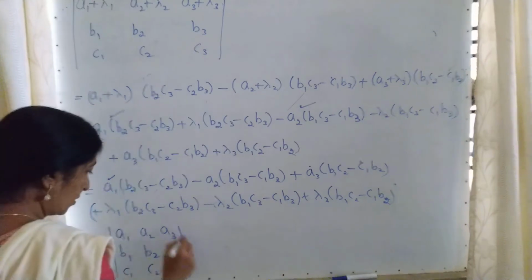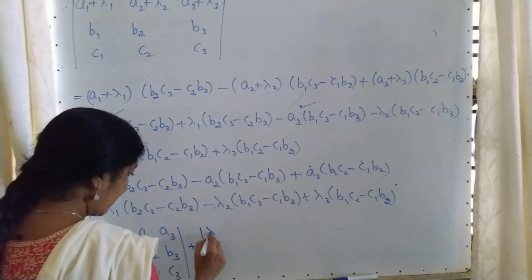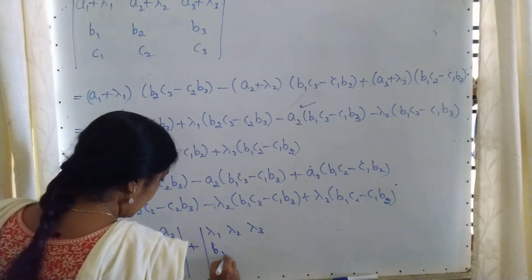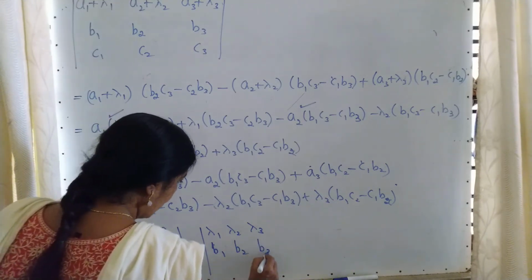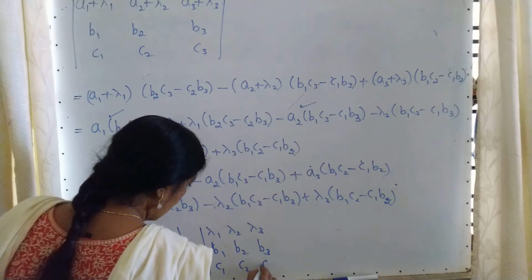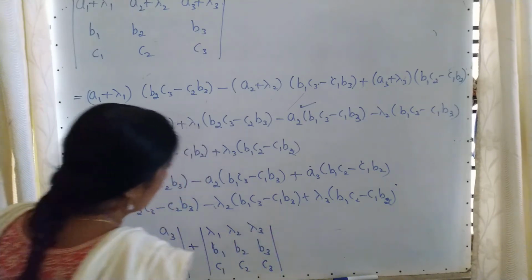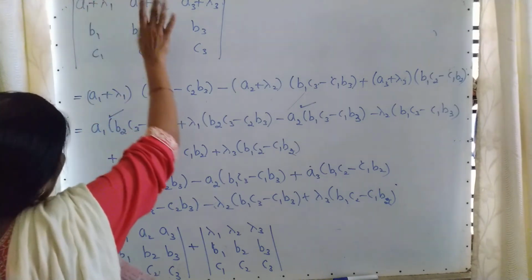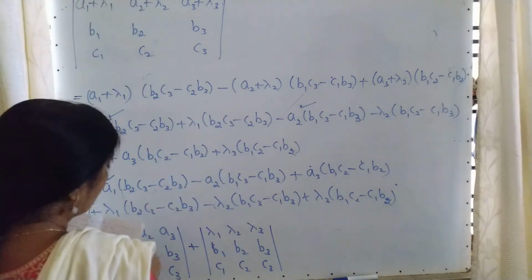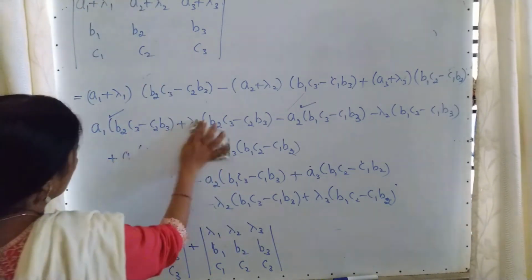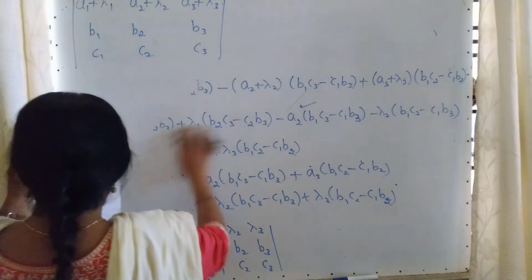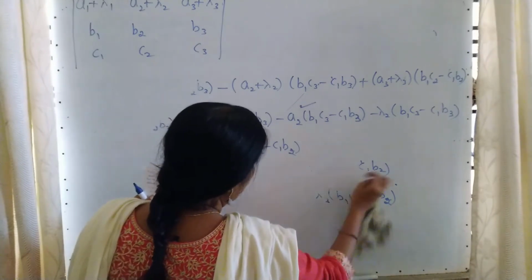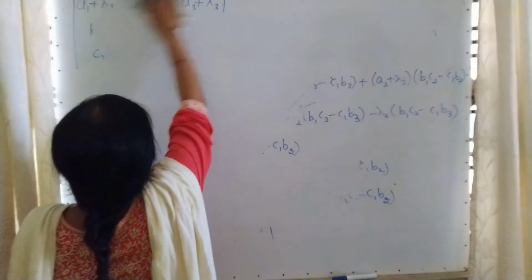This expression, the first row will be lambda 1, lambda 2, lambda 3. This is B1, B2, B3, C1, C2, C3. See, like this we are splitting: if any row or column is a sum of two terms, it will be split as a sum of two determinants. Now I will explain with the help of an example how we apply this property when we are solving examples.